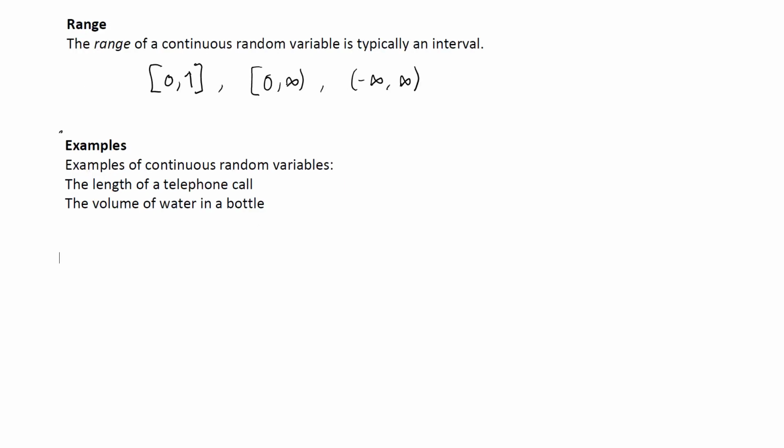Here are some examples of continuous random variables. The length of a telephone call in seconds, for example, where any real number greater than or equal to 0 is a possible outcome. A second example would be the exact volume of water in a bottle.